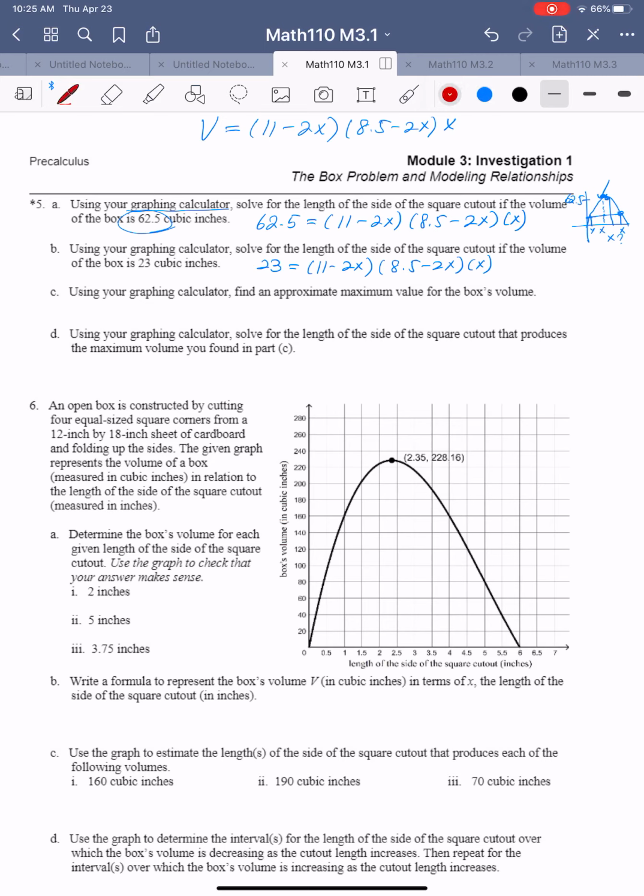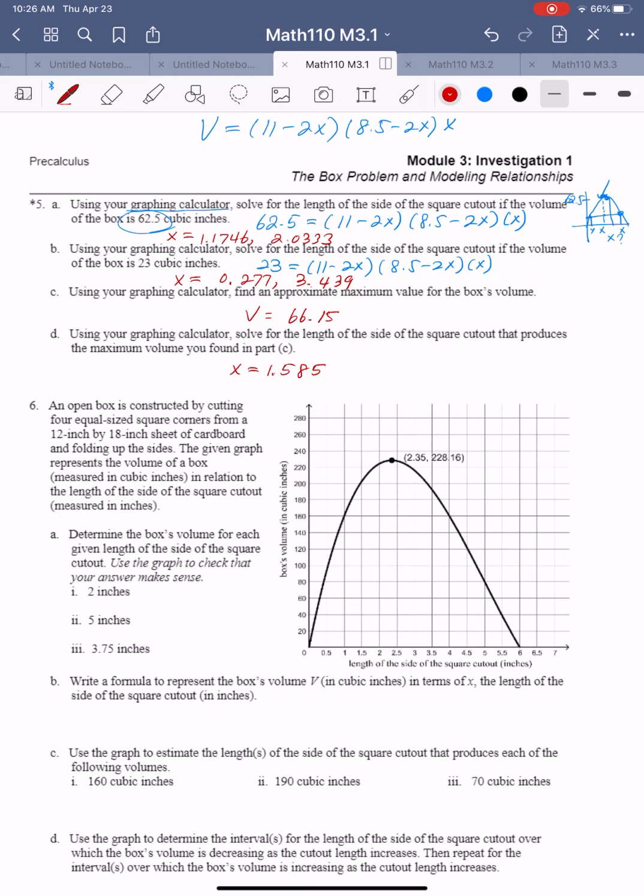So the way that I found it, in number 5a, I got x equal to 1.1746. And there's another x that also shows that the volume is 62.5, which is 2.0333. And for part B, the x values I found are 0.277 and 3.439. And then the maximum volume that I found from here is 66.15. And the x that relates to it is 1.585.